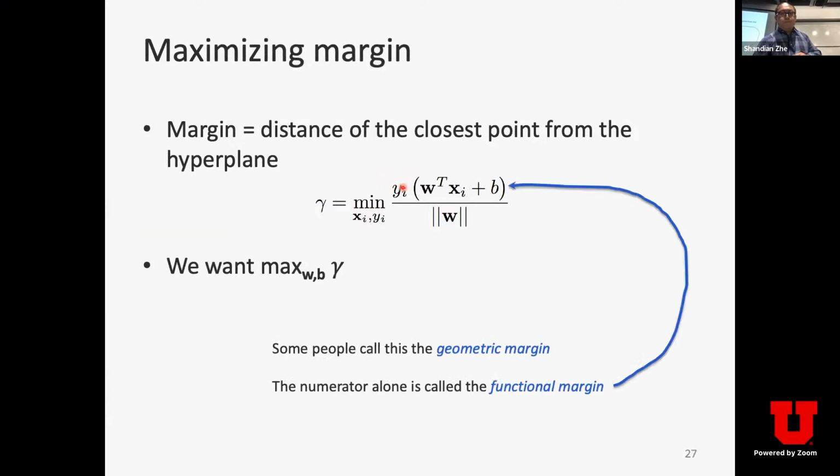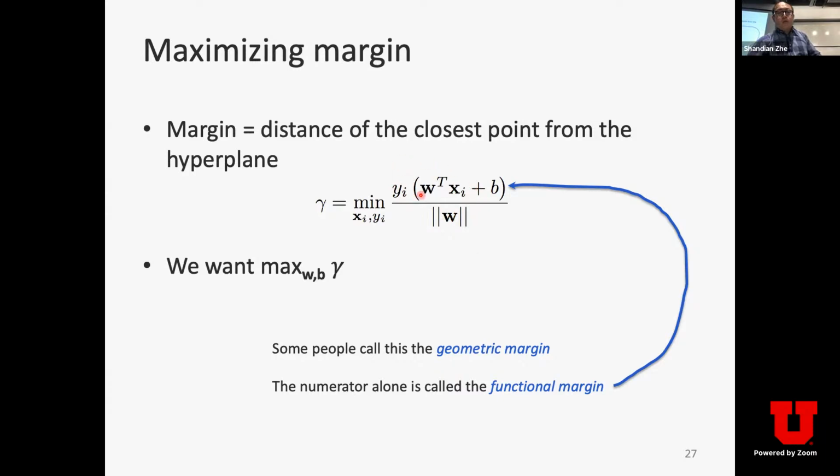And in the outer level, we just maximize this minimum distance in terms of W and B. Remember, W and B determine the classifier and also the position of the separating hyperplane. Here, the distance is the ratio between the classification score multiplied by the label, divided by the norm of the weight vector W.